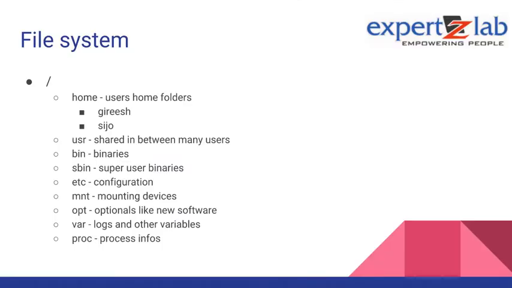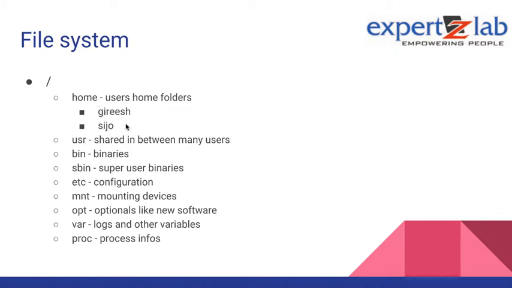Typically, a Unix file system will comprise some predefined folders. The slash represents the root of the file system, which is a mount point for your hard disk. The entire file system will be accessible under this root. Users' home folders will normally be inside home. For example, Girish and Sijo are different users, and their user-specific content will go to this folder. So the complete path will be slash home slash Girish or Sijo.